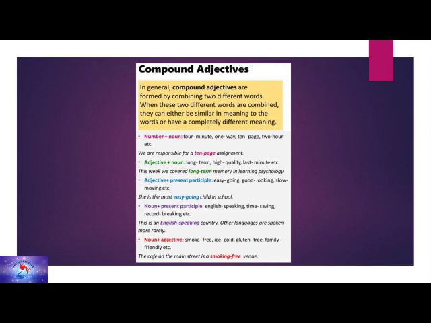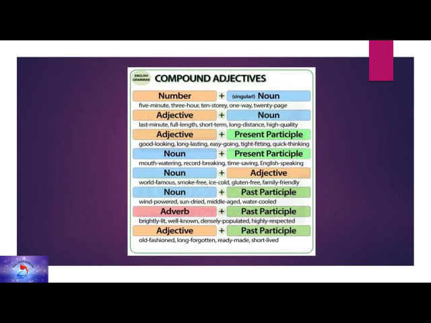Actually, how are they formed? Number plus noun. So you can just see 4-minute, 1-way, 10-page, 2-hour, etc. All these are hyphenated words, a combination of two words. And it can be a number plus noun, an adjective plus noun, adjective plus present participle, noun plus present participle, and noun plus adjective. So this is a table given. You can just go through this. You can join words in this combination.